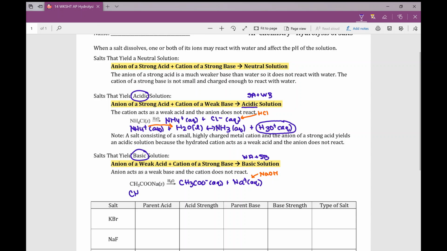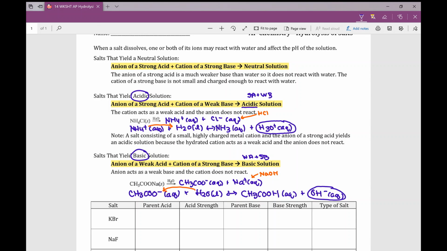So when we look at the acetate ion interacting with water, in this case, our acetate ion is going to accept a proton from water. When it does that, it forms its conjugate, acetic acid, which we know is a weak acid, and then hydroxide. So it's this production of hydroxide which contributes to the basic solution.